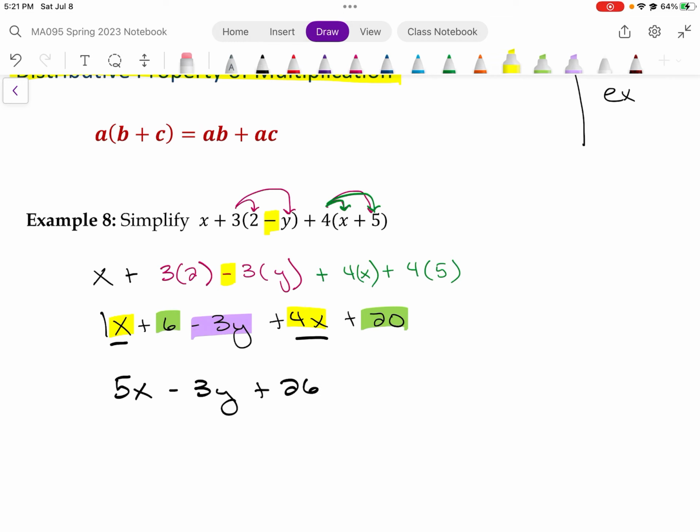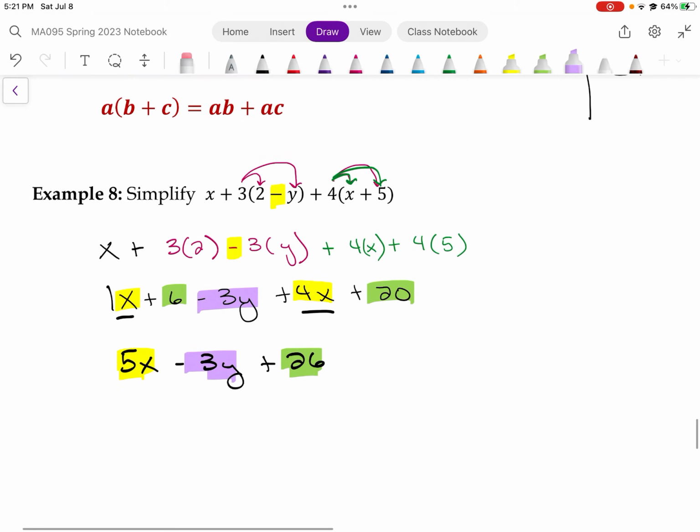And let me color code this for you. This was the yellow portion. This was the green portion, and this was the purple. Okay, and that's our final answer. None of that can be combined because they're not like terms. So let me put a box around it. There is our answer.